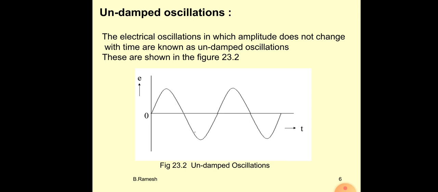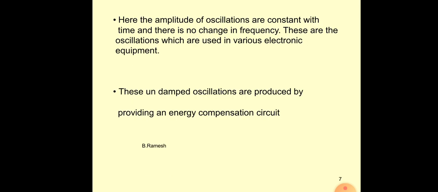A V beta less than 1 is for under damping. A V beta greater than 1 is for over damping. To get the undamped signal, the loop gain A V beta must be 1. A V beta is equal to 1 produces the sustained signal. That is one condition of the Barkhausen criteria. Here the amplitude of oscillations is constant with time and there is no change in frequency.